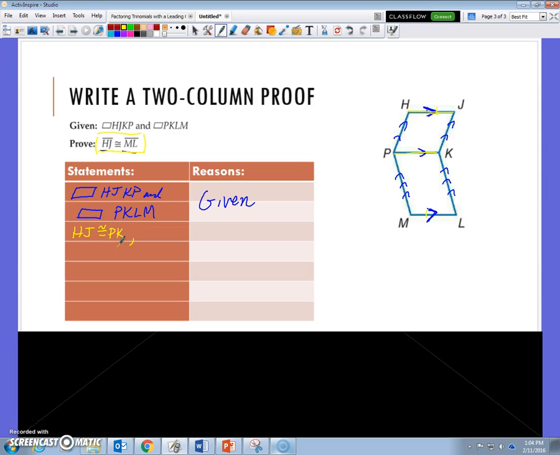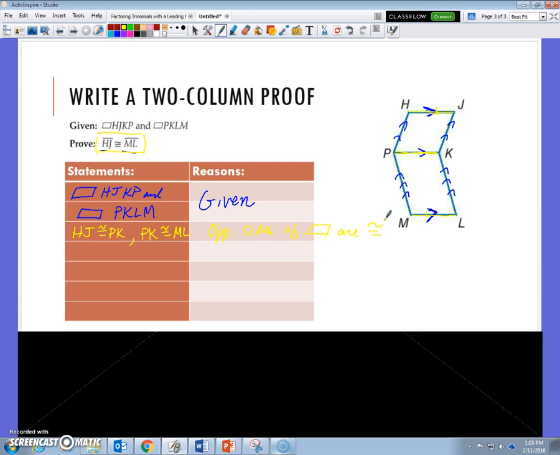And I'm also going to say, kind of like on the last one, we combined those three things because they were all the same step. I'm also going to say that I know PK is congruent to ML. And I know that because if we have parallelograms, their opposite sides are congruent. So what I'm just going to write is opposite sides of parallelograms are congruent. So I'm just going to abbreviate it that way. Okay.